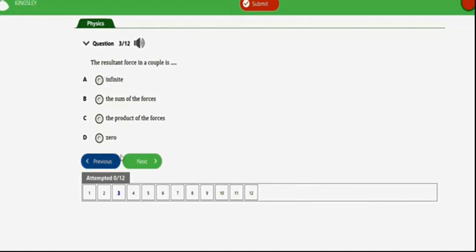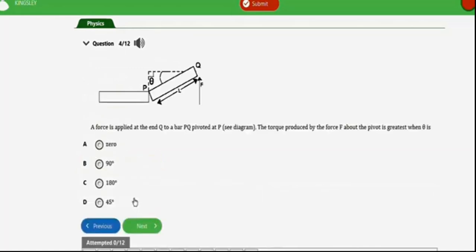Alright, the next repeated question will be this question. It says a force is applied at the end Q to a bar PQ pivoted at P. This is a diagram. The torque produced by the force F about the pivot is greatest when theta is what? So the correct option in this question will be option B, which is 90 degrees. Take note of this particular question.